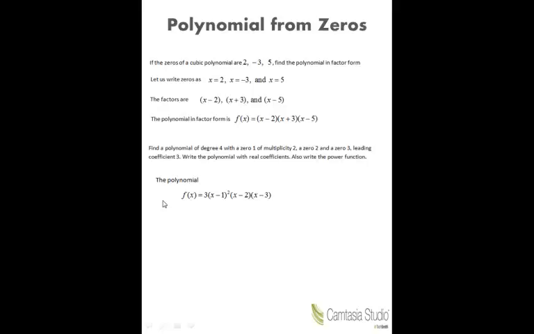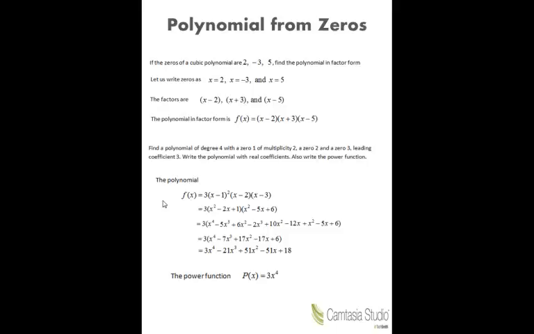Now you just need to FOIL and simplify. So first you FOIL x minus 1 squared, which will give you x squared minus 2x plus 1. And then also x minus 2 times x minus 3. When you use the FOIL, you get x squared minus 5x plus 6. And then FOIL it back again. So you will get all these terms. Simplify all of them, distribute 3. So this is your 4th degree polynomial. The power function of this polynomial will be just the leading term, 3x to the 4.